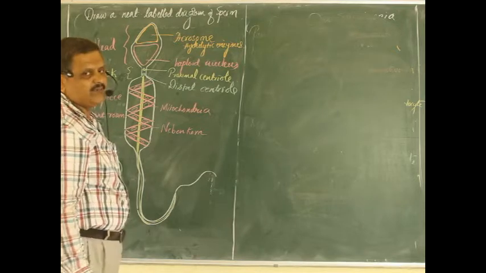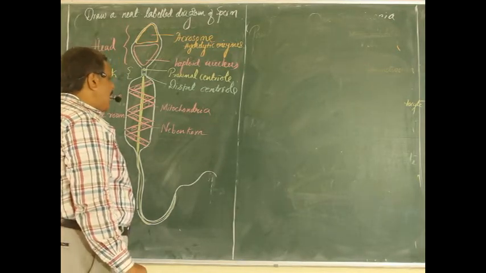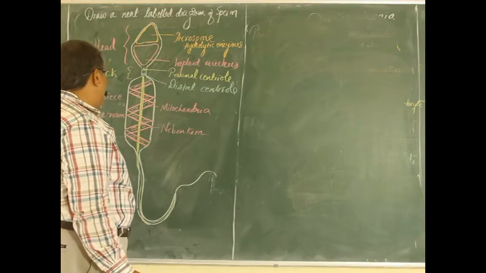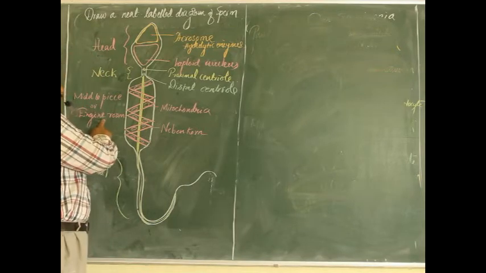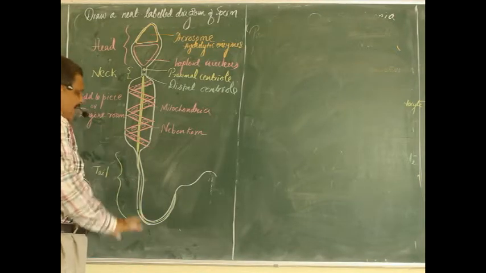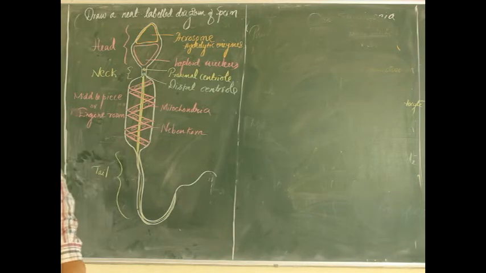And the middle piece of the sperm, it has spirally arranged mitochondria, and it is called Nebenkern. And because of the presence of these mitochondria, it is also called engine room. And the tail portion, it has two parts. One is called principal piece and the other one is end piece.